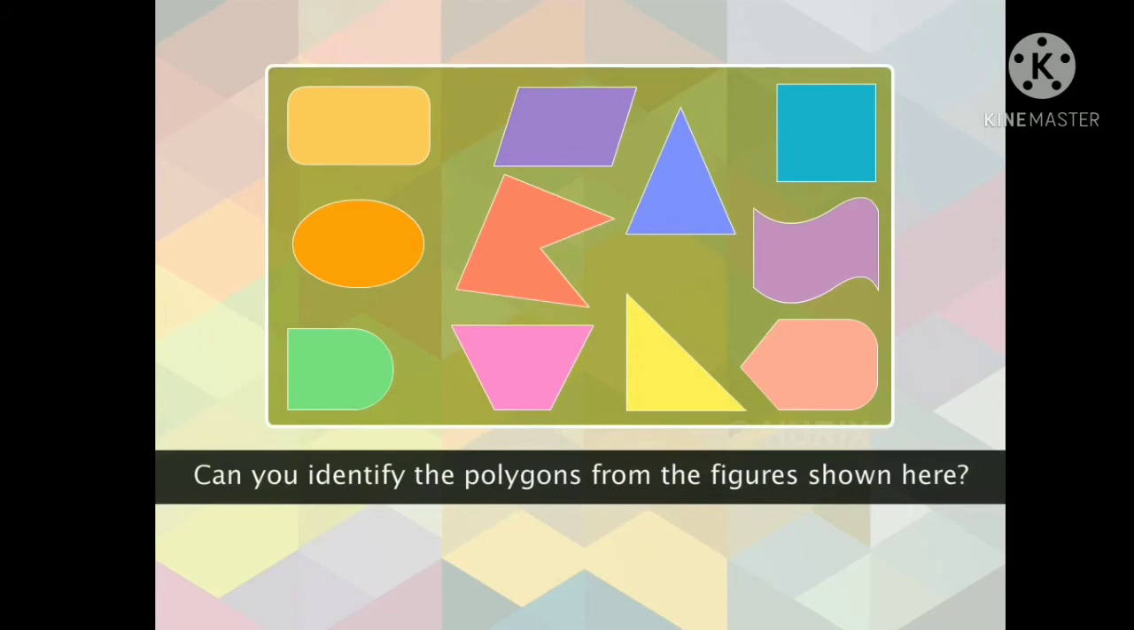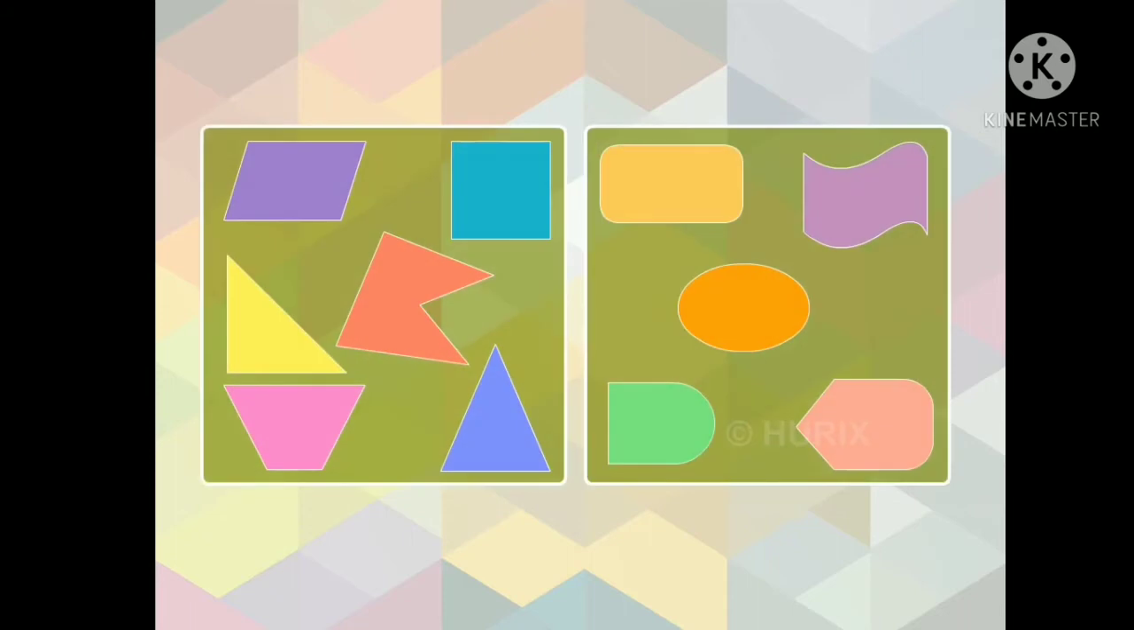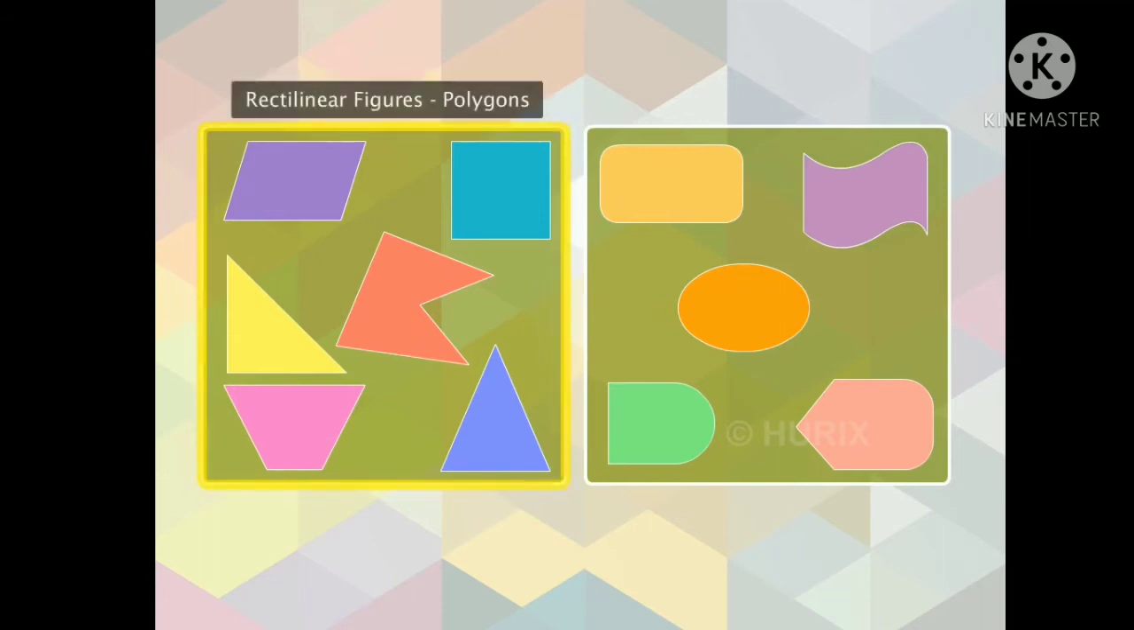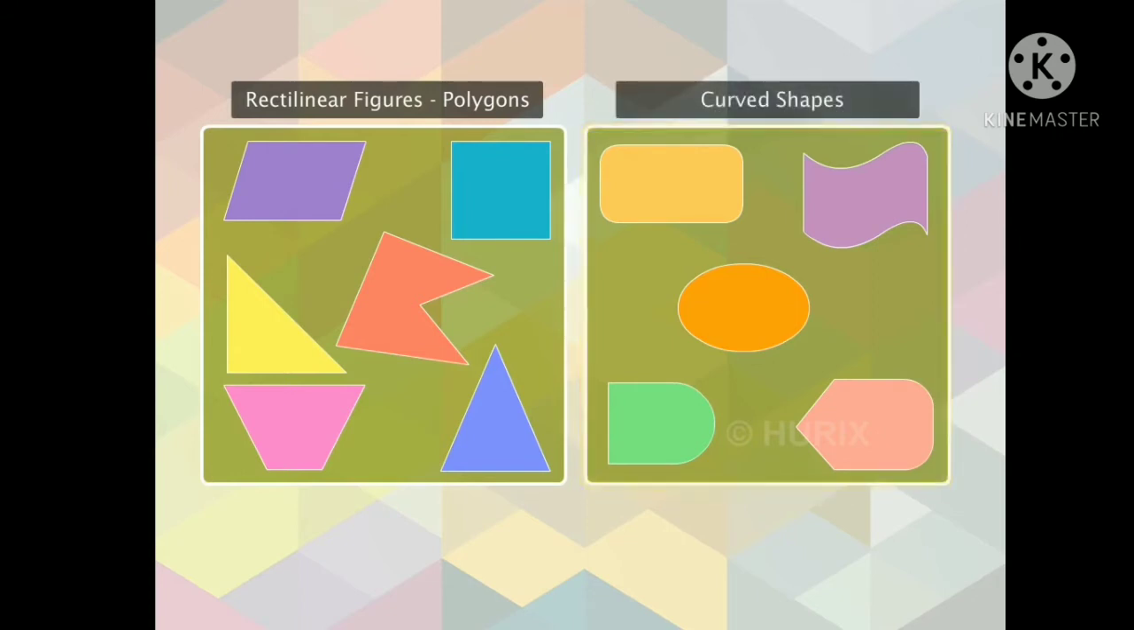Identify the polygons from the figures shown here. The shapes shown on the left side are bounded by line segments. They are polygons. On the other hand, shapes on the right side are called curves. They have curved edges.